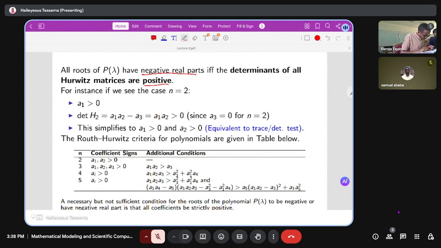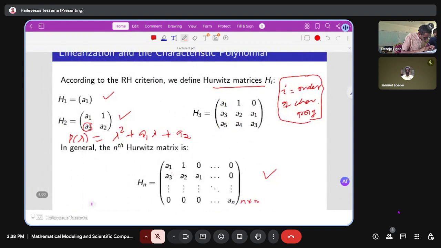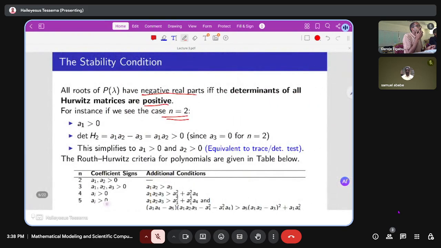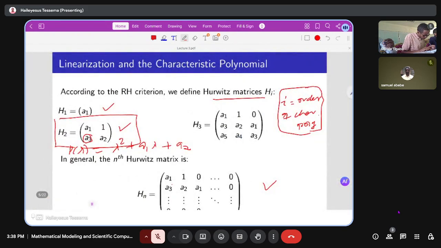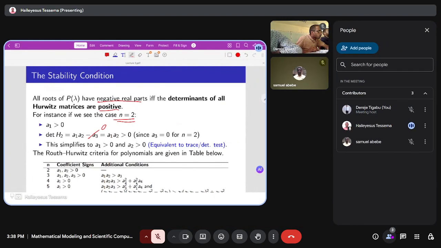For instance, if we take the case of n equal to 2, as we have seen before, a 2 by 2 matrix, you can see that the coefficients should be positive: A1 should be greater than 0, A2 should be greater than 0. And the other one is the determinant of H2, which is A1 times A2 minus A3. But because 3 is greater than the degree of the polynomial function, which is 2, A3 is 0.